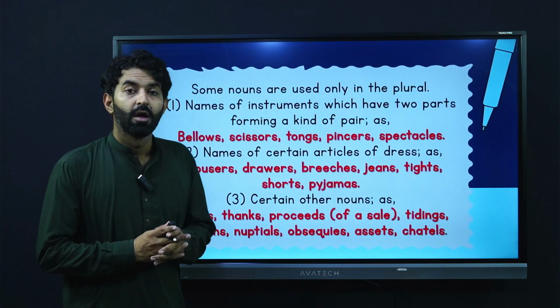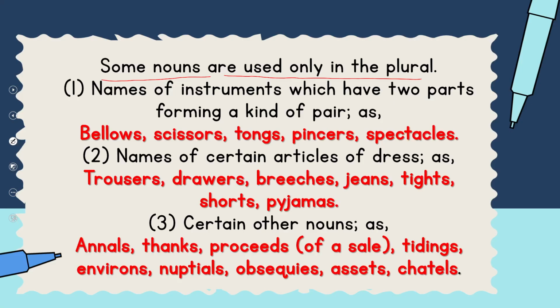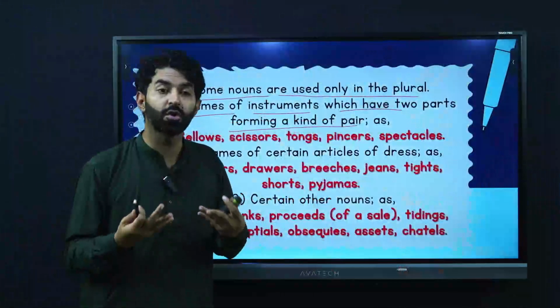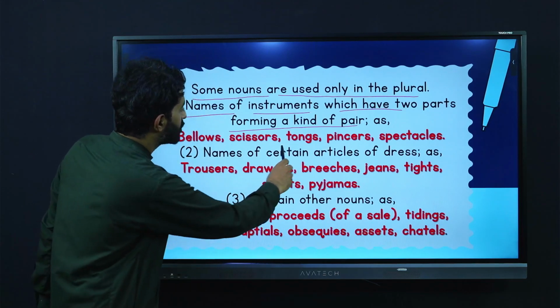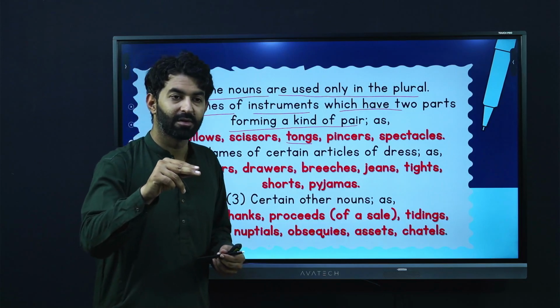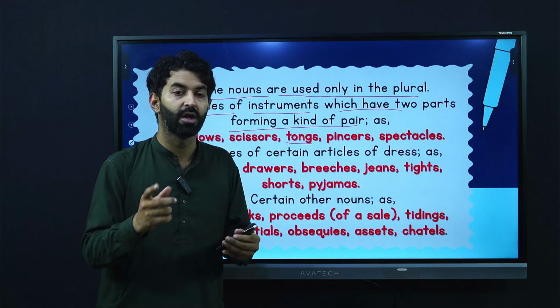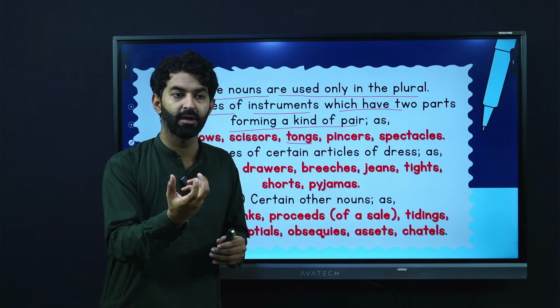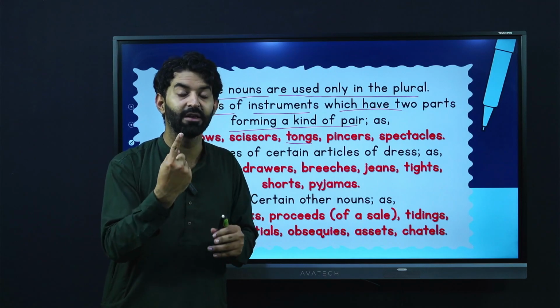Now, moving on to nouns that are only used in their plural. For example, names of instruments which have two parts forming a kind of a pair. So all these nouns are already in the plural form. They are made with a pair. For example, tongs. Have you seen the tongs? They are two parts joined as one, and that's why we call them tongs. Even if I have one in my hand, I'll still call it tongs because they are joined together and made into one.